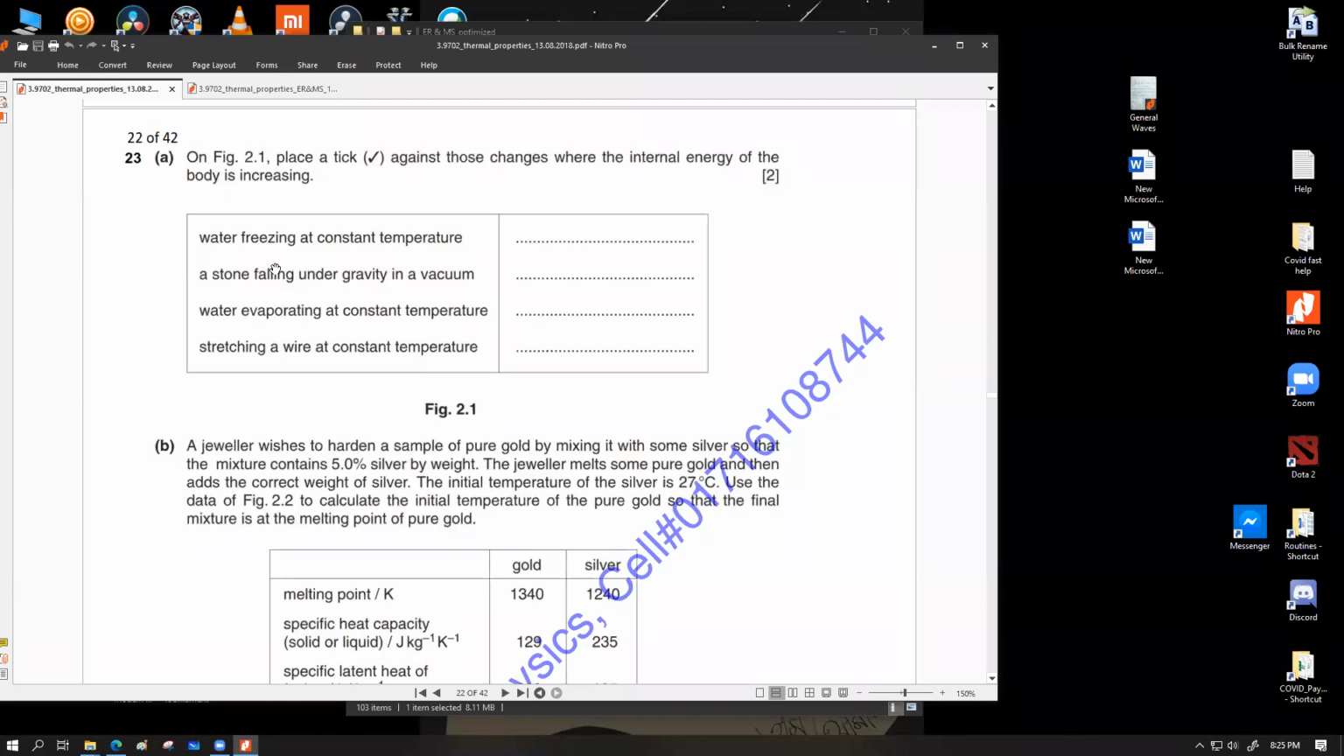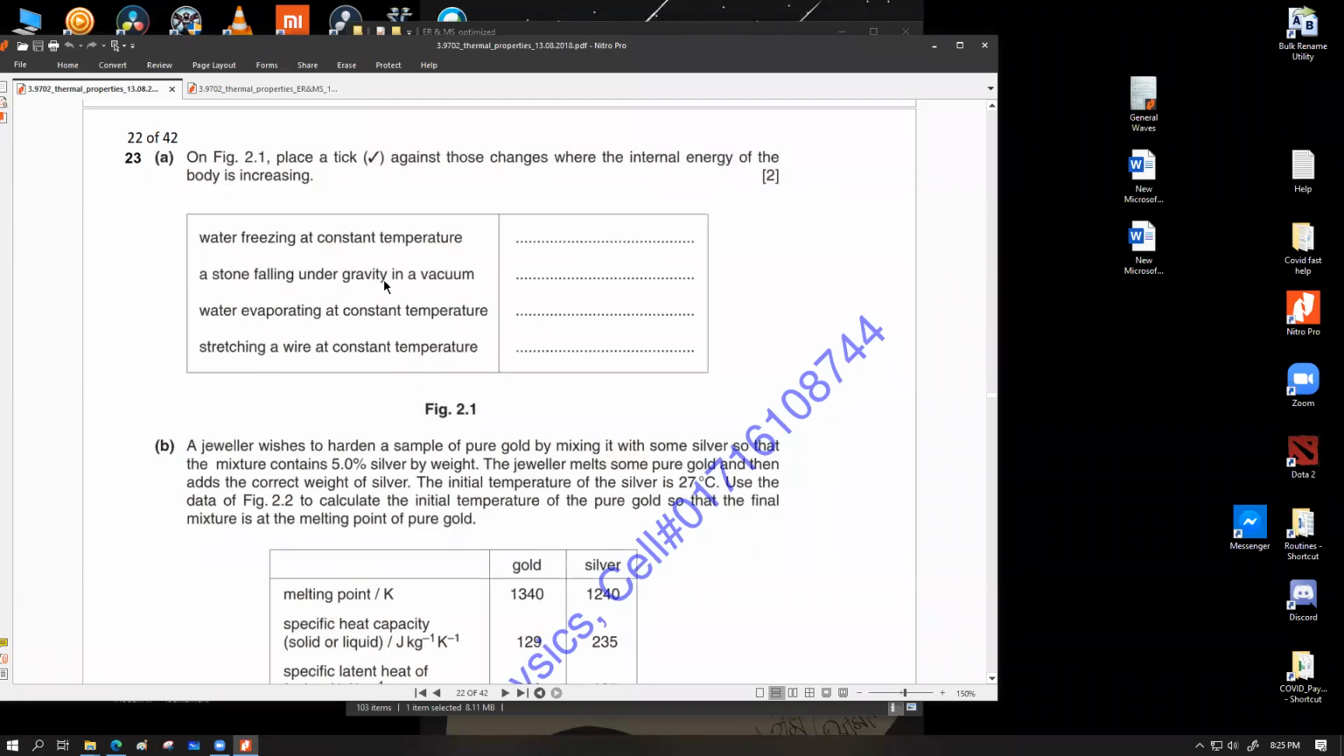So water freezing at constant temperature. We're going to have a state change. If it's supposed to freeze, we have to take energy out of it. That's the whole idea of freezing something, that you have to extract heat out of it so that it can convert from liquid into solid state. So internal energy over here should be decreasing. So you should not give a tick here.